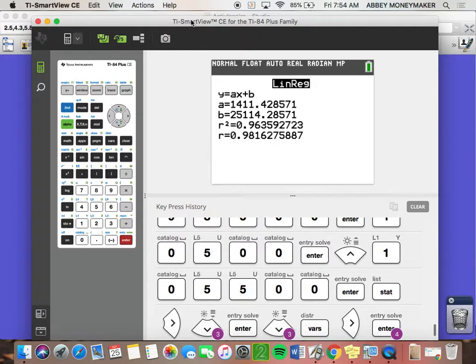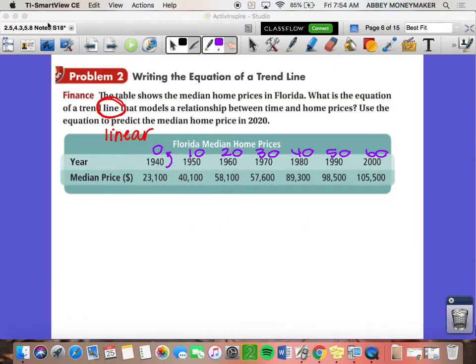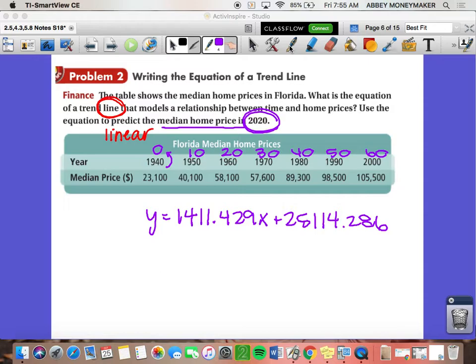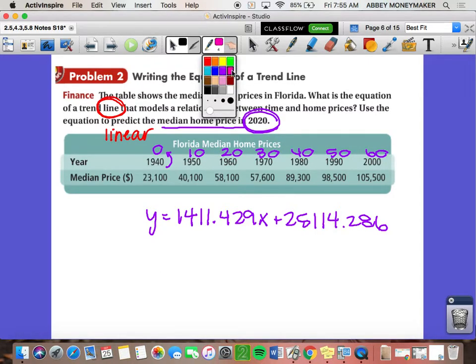Okay. So from here, we have our equation. Y equals 1411.429x plus 25,114.286. And so what we're going to do with that equation is now predict the home price for 2020. This goes all the way back. Why did we ever evaluate in the first place, right? So we can do this right here too.